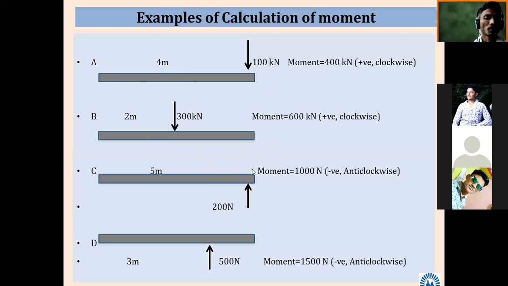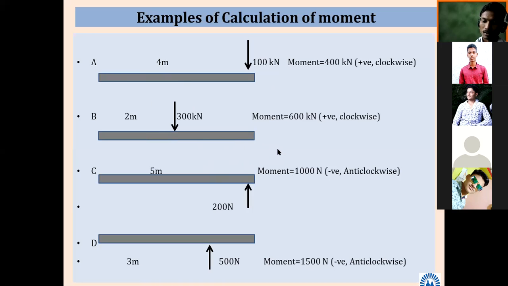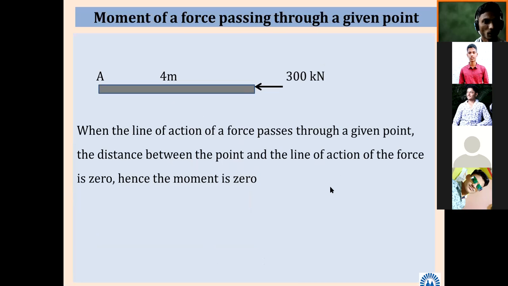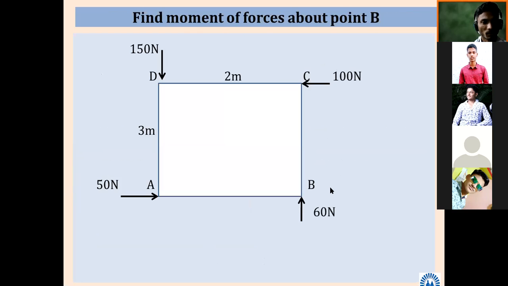Then we have seen the sign convention for moment. What is the sign convention? If it is clockwise, then we consider it positive. And if it is anti-clockwise, we have to check how it applies the effect. Then we have seen this special case, what I was telling: if the line of action of a force passes through a certain point, then the perpendicular distance will become zero. That's why the moment will become zero.